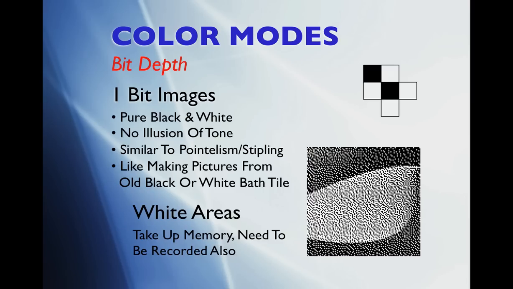There's no illusion of tone. Tone, meaning think of a black and white photograph. You have dark areas and dark tones and light tones, etc. That give us the illusion of depth and space and three-dimensionality that we all think of as part of reality. The 1-bit or bit-mapped type image has no illusion of tone. It's really very similar to pointillism or stippling.